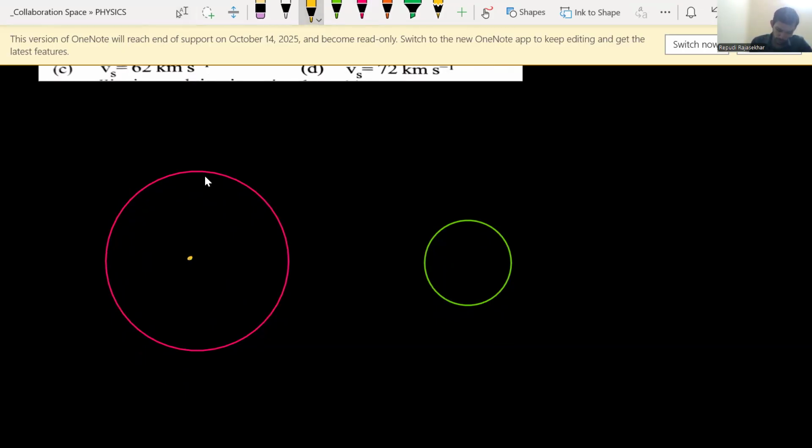This is the center of the sun and this is the center of the earth. A rocket has been launched perpendicular to the surface of the earth, away from the sun. As per the question, it has been launched away from the sun along the line joining the earth and the sun. The escape velocity on earth's surface, we know, is 11.2 kilometers per second.